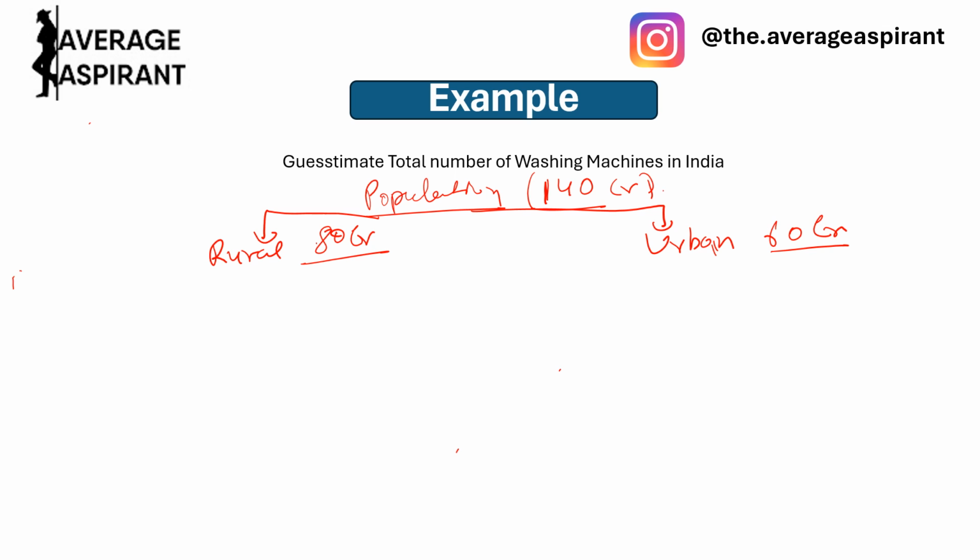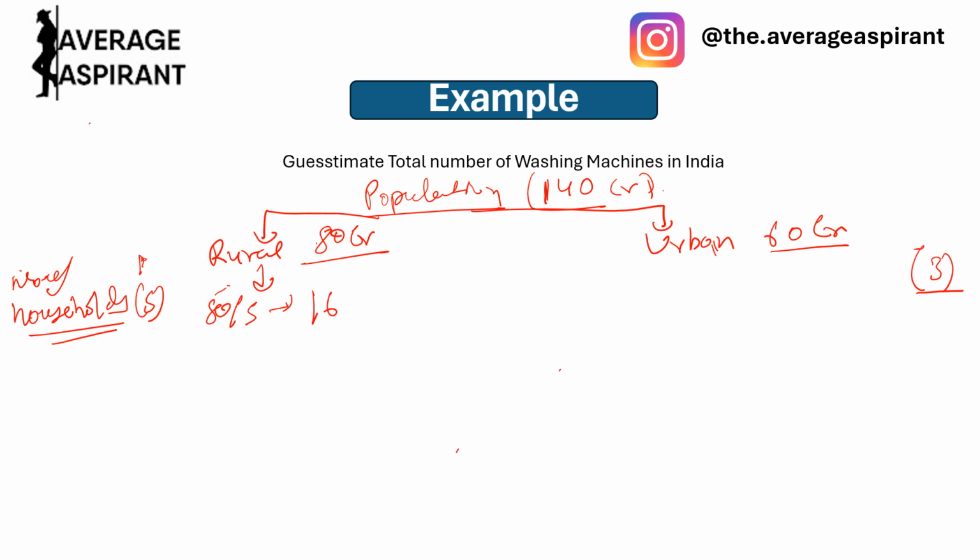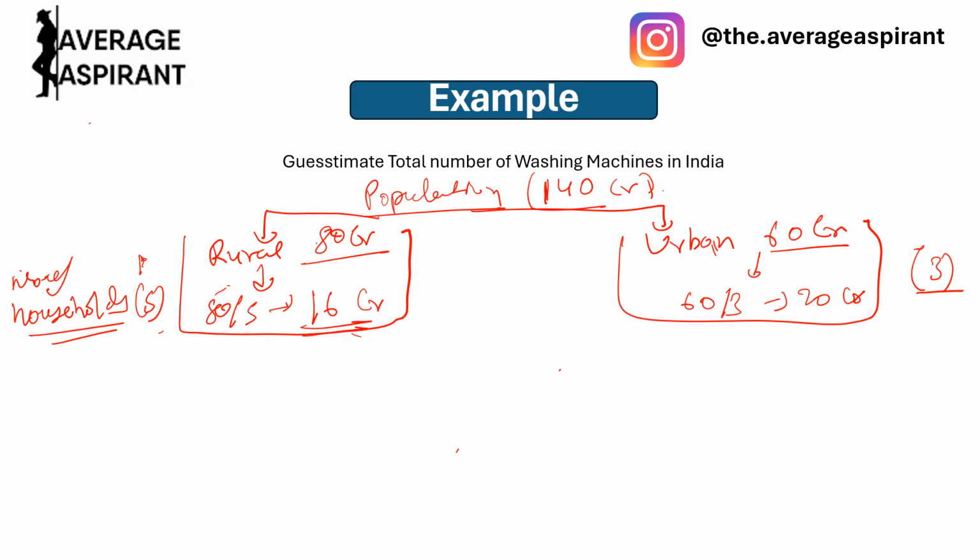Then we have to calculate the number of households. So in rural, usually the family size is big. So we will take one household has 5 people, and here we will take one household has 3 people. So number of households for rural will become 80 by 5, which would be 16, and for urban it will become 60 by 3, which is 20. So there are 16 crore households in rural, and 20 crore households in urban. What was the next step? We had to see electricity penetration.